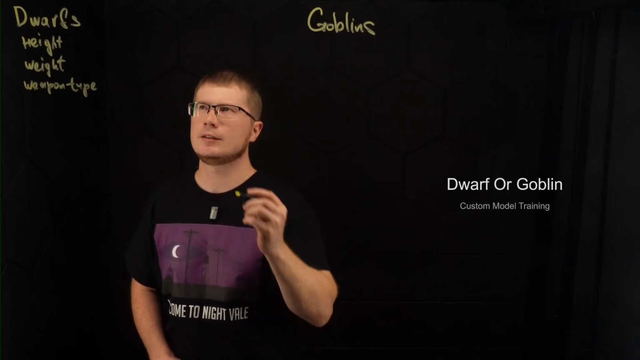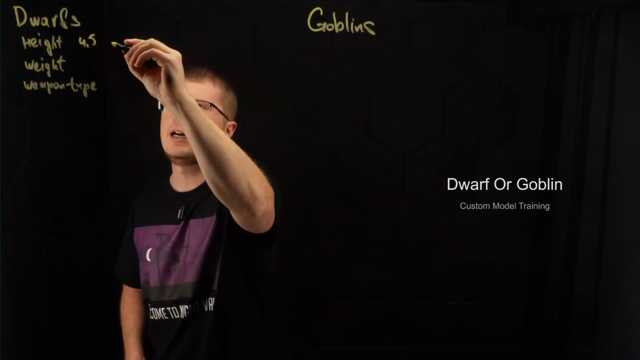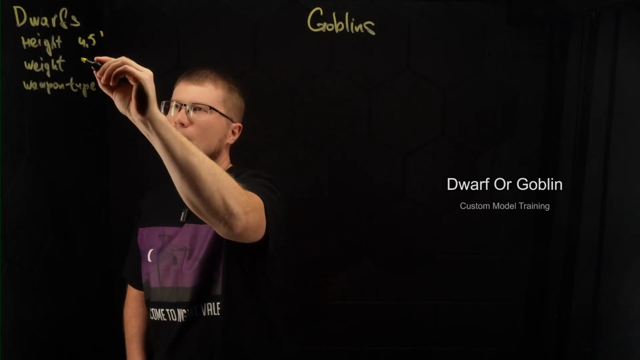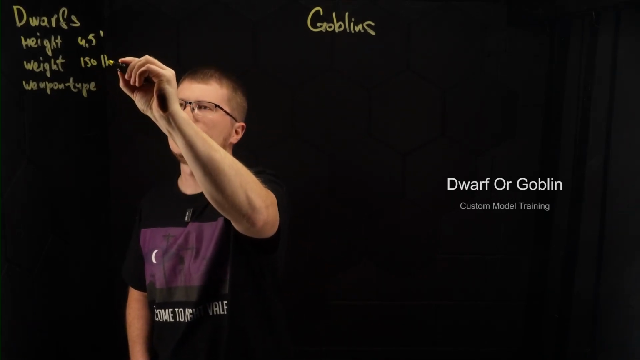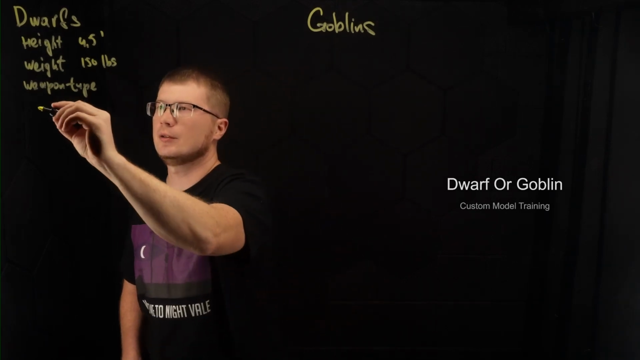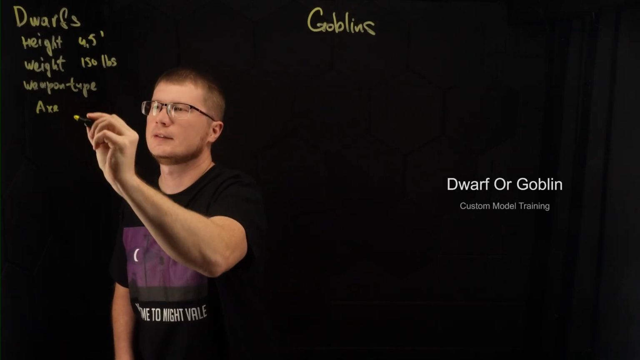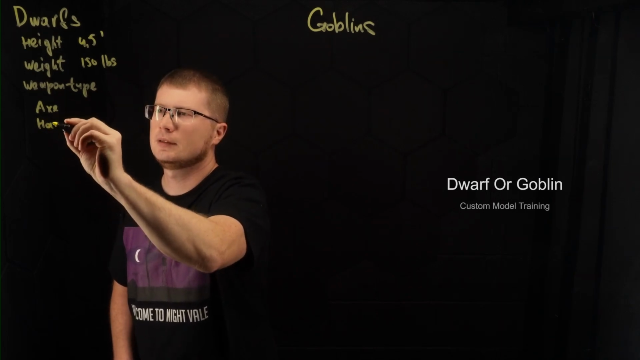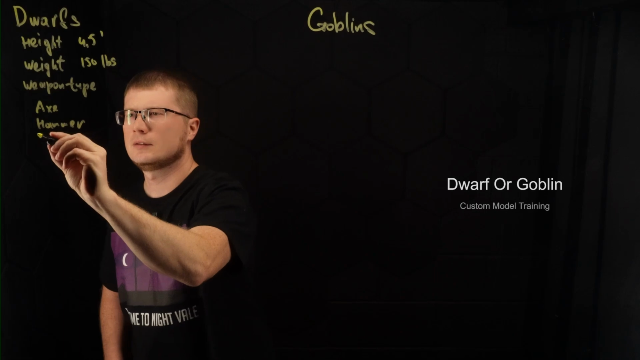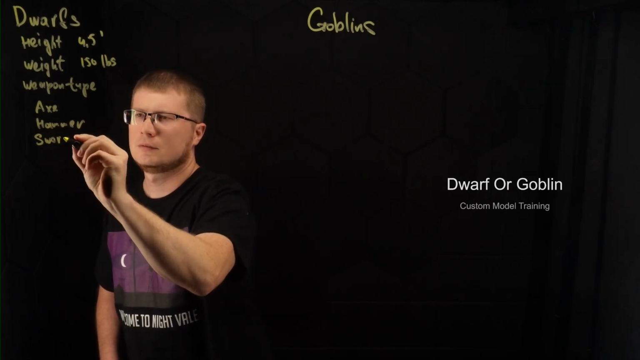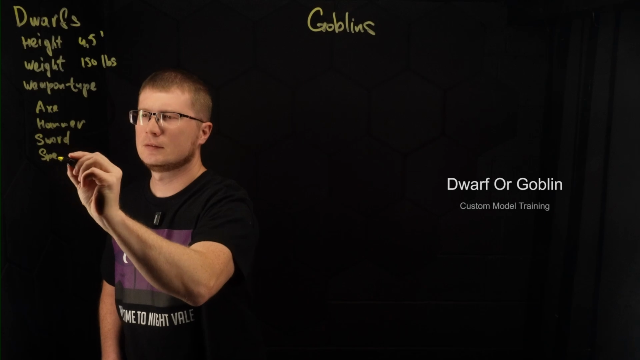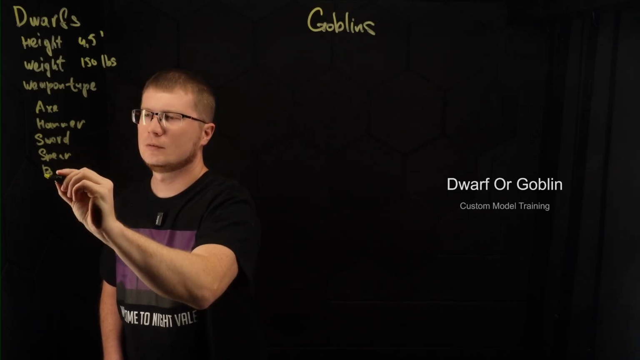Dwarfs' height is about 4.5 foot, and weight is about 150 pounds. Weapons they use mostly is axe, hammer, sword, and less likely a spear and a bow.